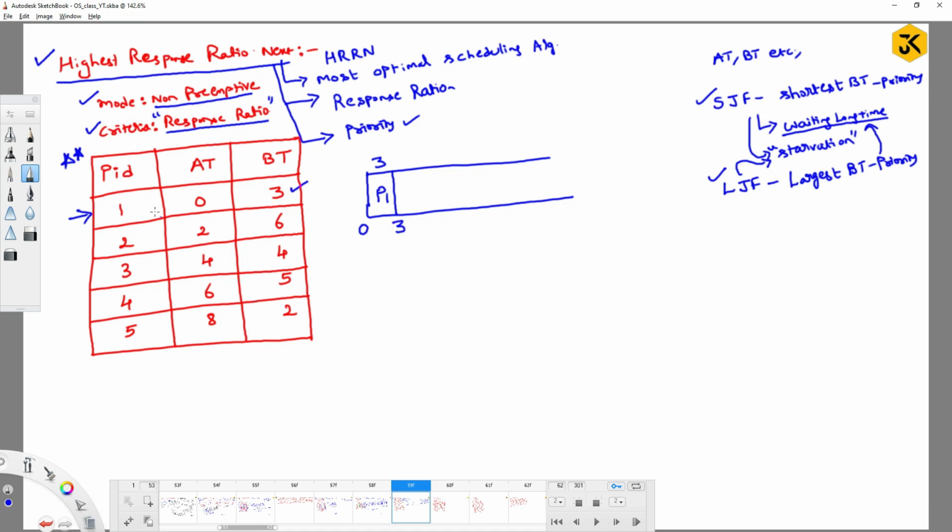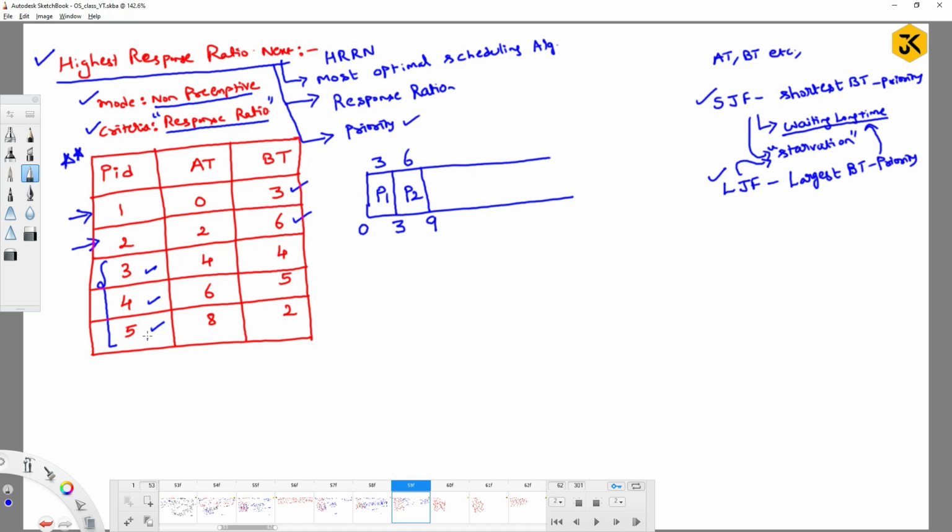Next, by the time 3 units are completed, only P2 is available, which arrived at time 2. So as only one process is available, I will give the chance to P2, with a burst time of 6. Then it has done its task by 9 units of time. By the time 9 units are done, what are the processes that came before 9? Process 3, process 4 and process 5.